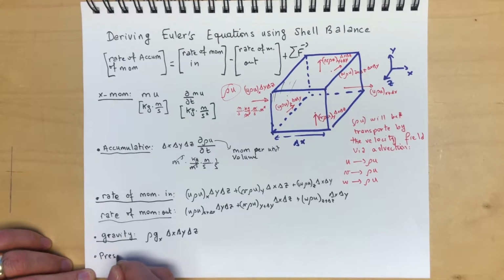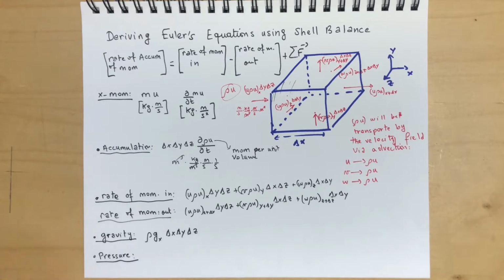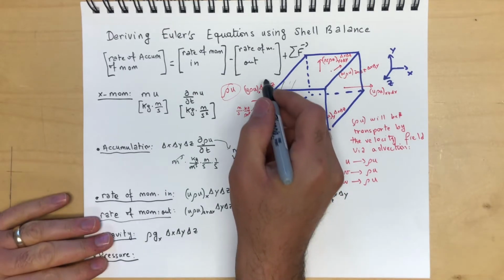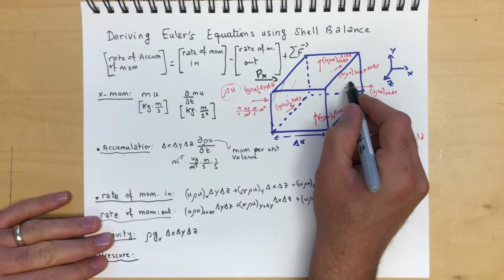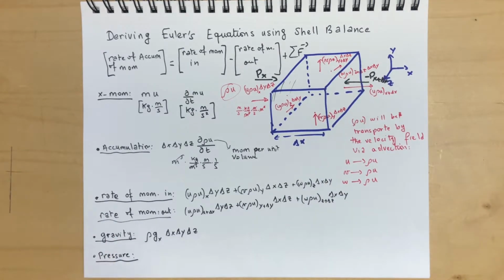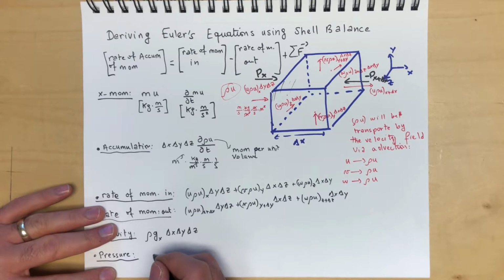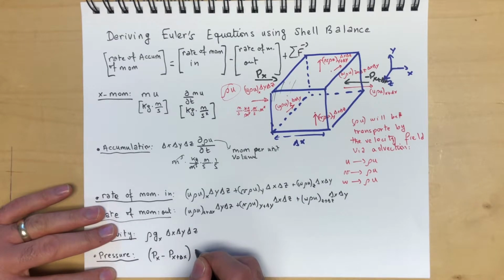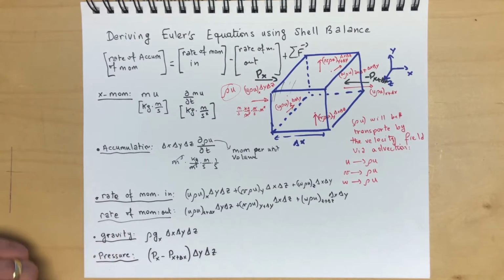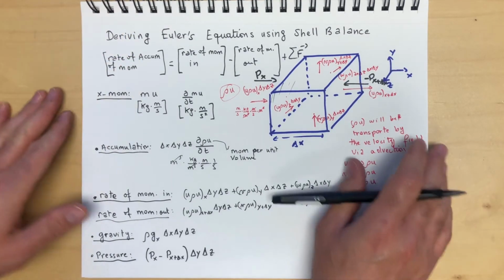And finally, for the pressure, the pressure force is going to act in the x direction. So we have this situation. On the x face, we have a force p at x, and on the x plus delta x face we have a minus p at x plus delta x. So the net force in the x direction, and you have to multiply by the area, is p at x minus p at x plus delta x times delta y delta z. So next all we have to do is put all of these things together.